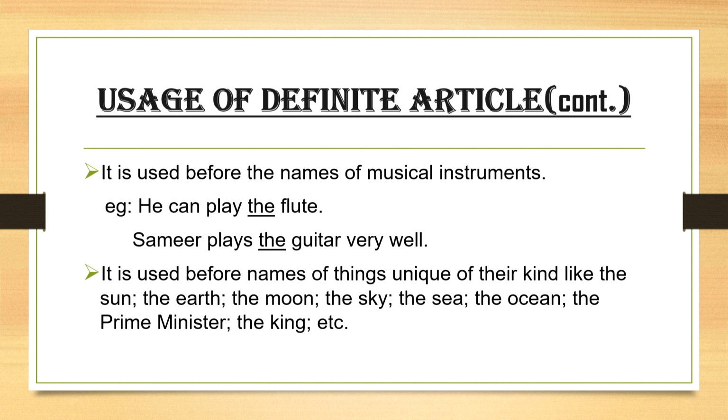Now, next, the definite article is used before names of musical instruments. For example, he can play the flute. Samir plays the guitar very well. Now, next, it is used before names of things unique of their kind, like the sun, the earth, the moon, the sky, the sea, the ocean, the prime minister, the king, and so on.